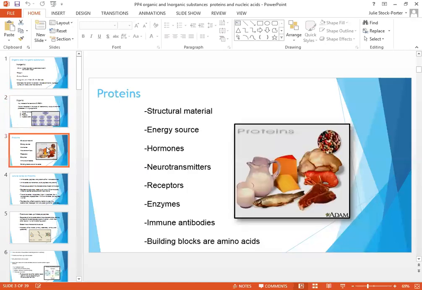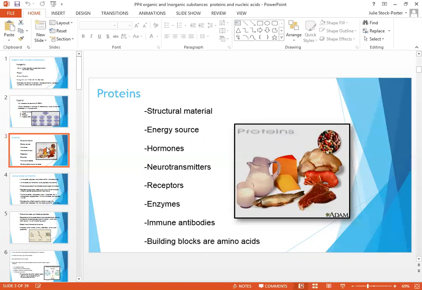Now, looking at chapter 3, we're talking about proteins, and proteins make up every single structure in your body, and every single function of your body has something to do with a protein. Incredibly important. They're a structural material, an energy source. They make hormones, neurotransmitters, receptors, enzymes. They're immune antibodies, and their building blocks are amino acids.